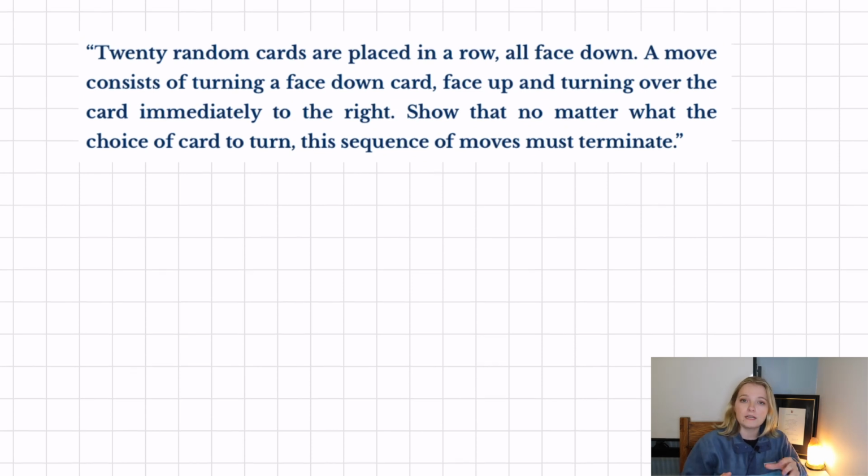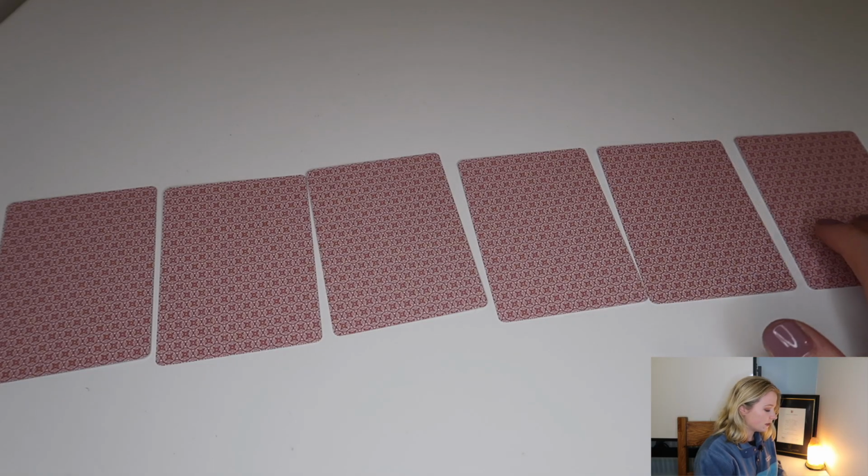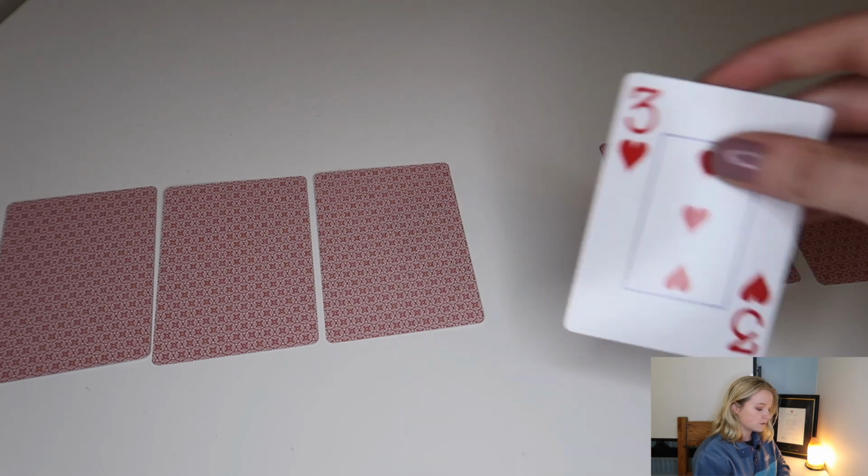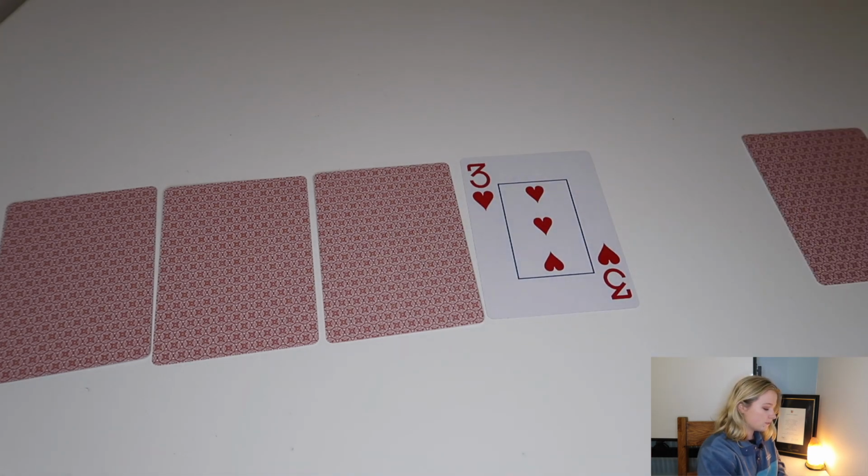Now I'm just going to start by illustrating this with a pack of cards. 20 cards is quite a lot of cards to show on screen, so I'm just going to be showing you 6 just to illustrate what this problem is about. So we have the 6 cards, and I'm going to choose a card at random. So we're going to choose this card. Now the card to its right is also face down, so we turn that face up.